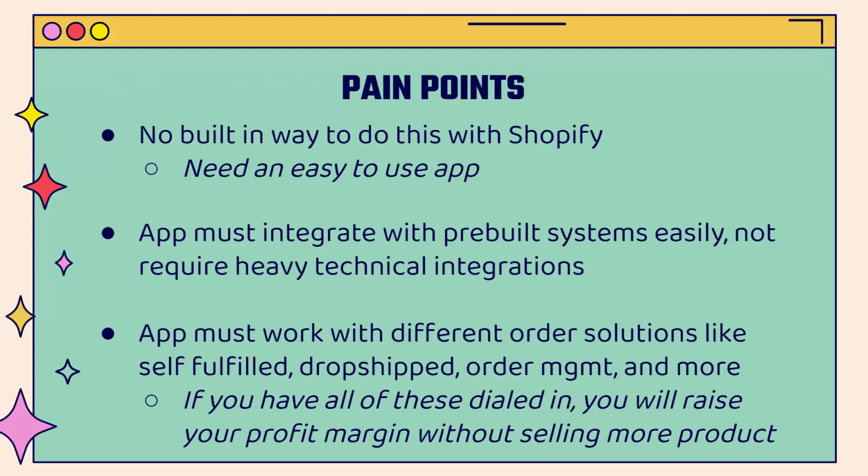And unfortunately, there's really no good, built-in way to do this with Shopify. You're going to need to use an app or an integration, and the app must integrate with pre-built systems easily, right? We don't want to require any heavy technical integrations. We want this to be able to work with different order solutions like self-fulfilled, drop-shipped, third party, it's not going to matter. This is going to be an overall order management and inventory management tool that I'm going to show you. And when you have all of these different operational points dialed in, you will raise your profit margin without selling another product. Every single time that you sell product, you'll simply make more profit margin.